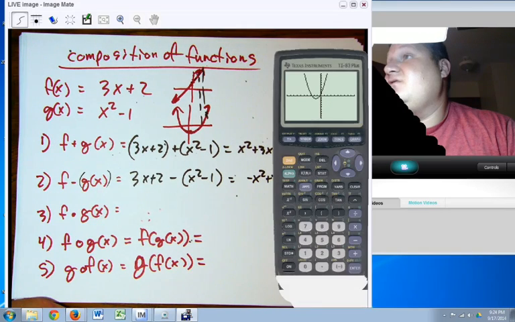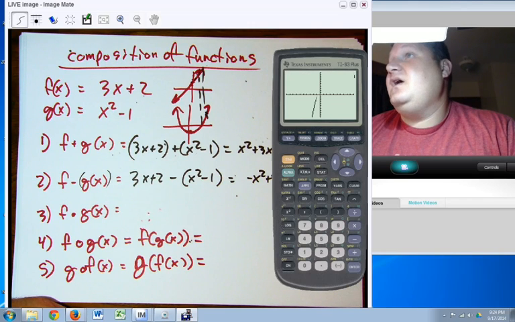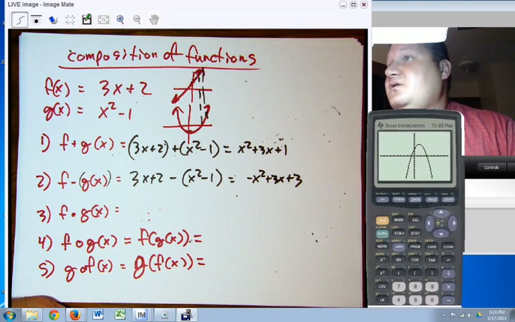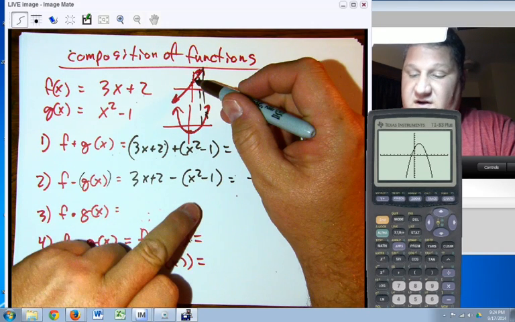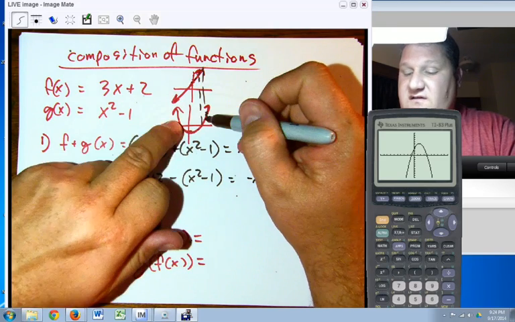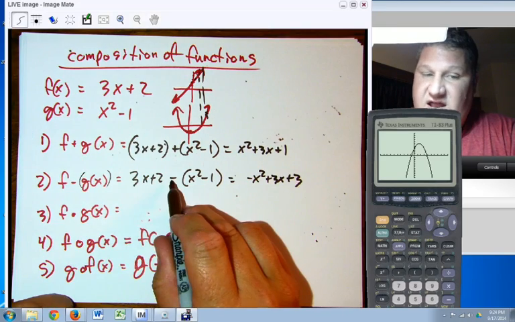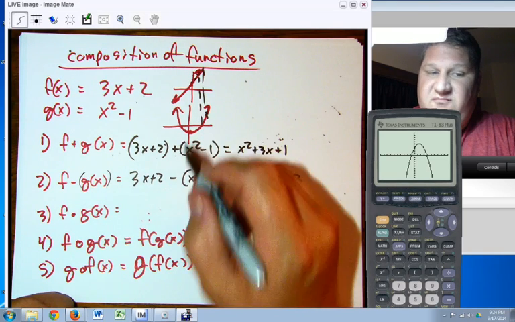If I were to try to graph that over here, it's going to be y equals, and graph that guy. You'll notice that it's subtraction. So I'm taking this function and I'm subtracting this from it. And so it makes sense that this is going to get flipped over because I have a negative in front of this whole piece. So it makes sense that I'm going to get a negative parabola here.